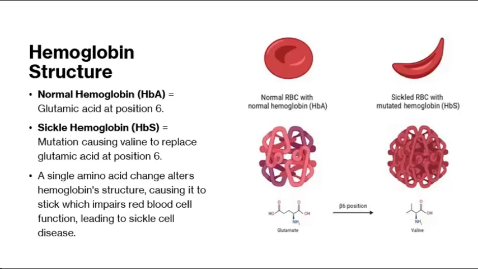This causes hemoglobin molecules to stick together, especially when oxygen levels are low. They form long fibers that distort red blood cells into a sickle shape. These misshapen cells can block blood flow and break more easily, leading to the symptoms of the disease.